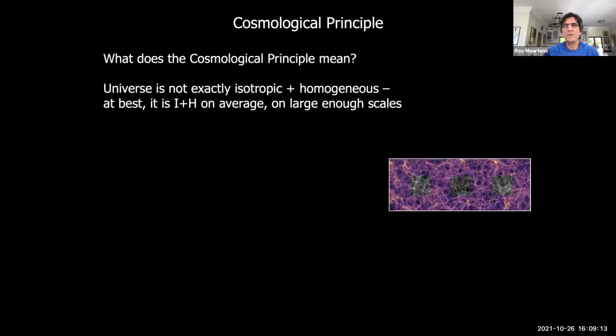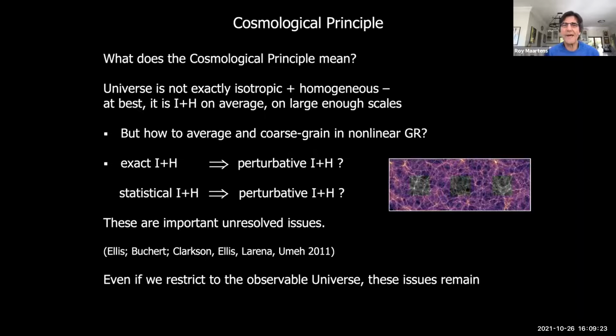And this implies on large enough scales, but the problem here is how do we actually average or coarse grain in a nonlinear theory such as general relativity? How do we define an average in a way which is background independent? And as far as I know, that is an unsolved problem. And without solving that problem, we don't really have definitive answers to simple questions like, does exact isotropy and homogeneity imply perturbative isotropy and homogeneity? Does statistical isotropy and homogeneity imply perturbative isotropy and homogeneity?